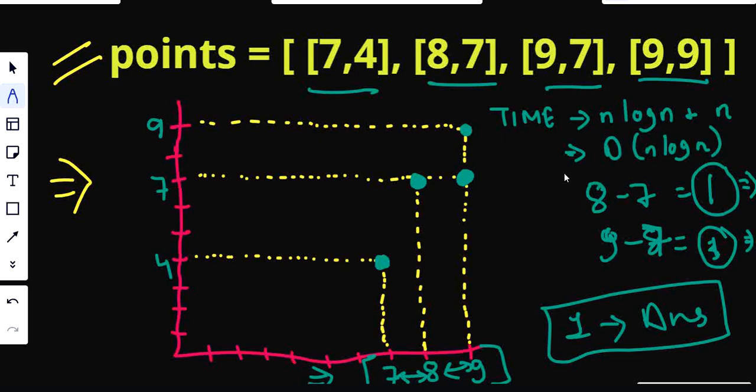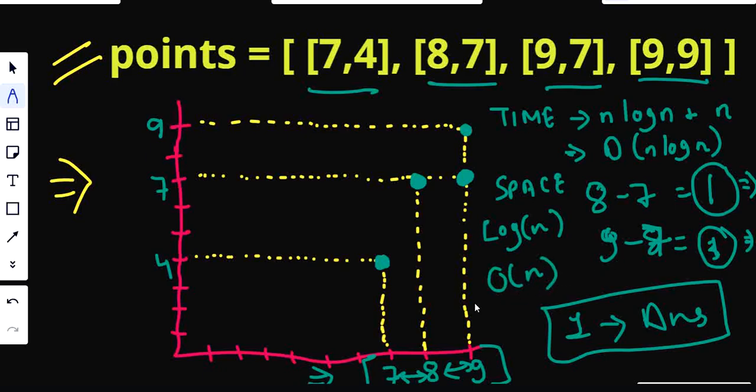And then what will be the space complexity? Space complexity will be log n or n. Why am I saying log n or n? Because in Java and C++, the inbuilt sort function is of log n space complexity in its worst case scenario, and in Python it is about big O of n in worst case scenario.